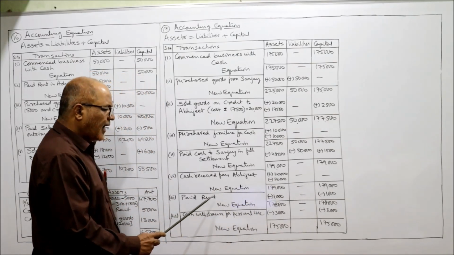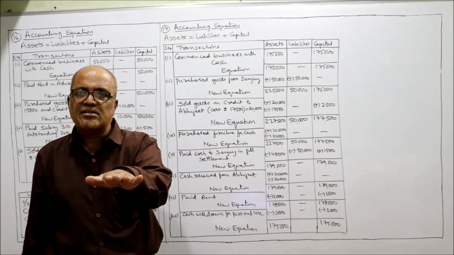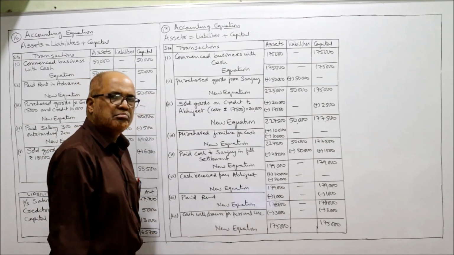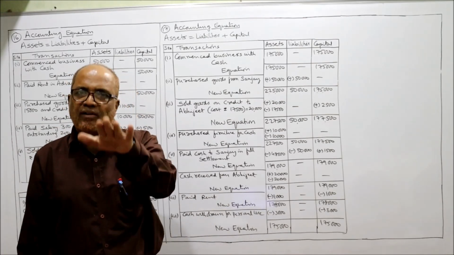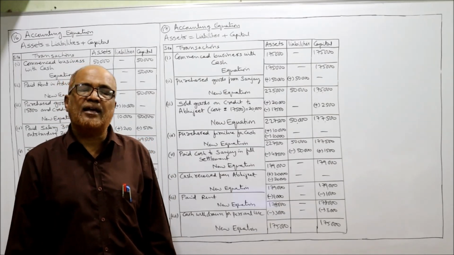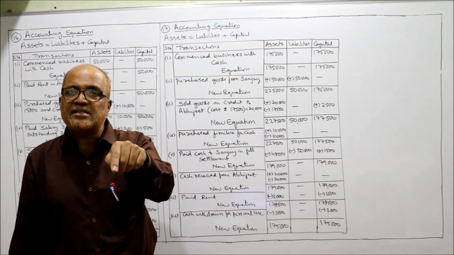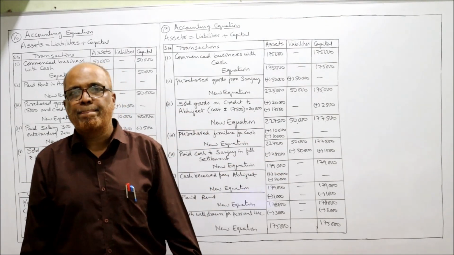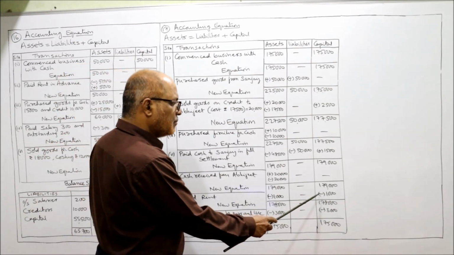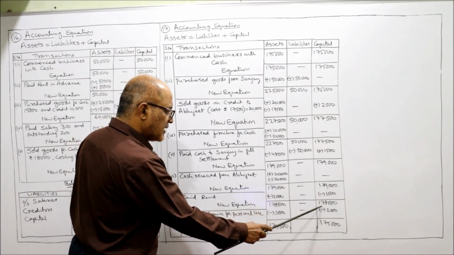New equation. Paid rent. When we pay the rent, our cash will decrease. So assets will decrease. On the asset side, paid rent minus 1,000. 1,000 rupees of assets we have decreased. At the same time, rent is an expense. Rent paid is an expense, and expenses will decrease the capital. Now on the capital side minus 1,000. So 1,79,000 minus 1,000, 1,78,000, tallied.